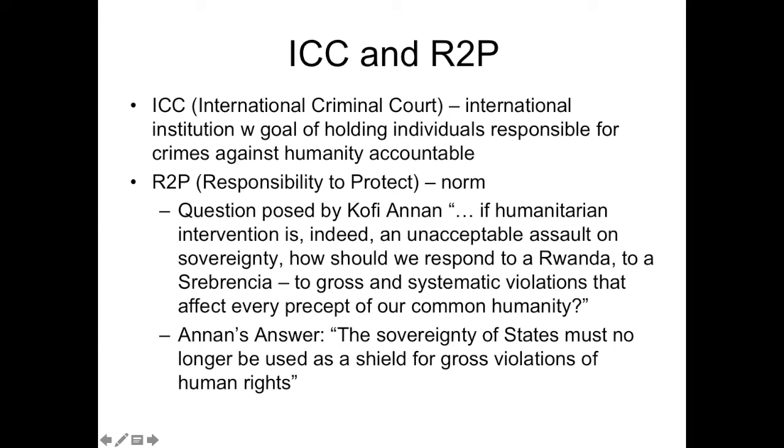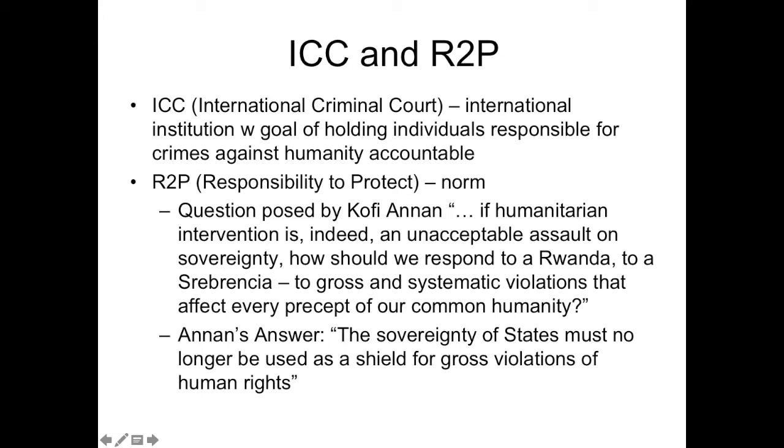There are a lot of proponents at the same time that are pushing for the norm of R2P, the responsibility to protect. A lot of high-level UN officials, like Kofi Annan, the Secretary-General, which is the highest position in the United Nations, advocate for this norm. You can see Annan pretty clearly states that although the international system is based on sovereignty, the sovereignty of states must no longer be used as a shield for gross violations of human rights.